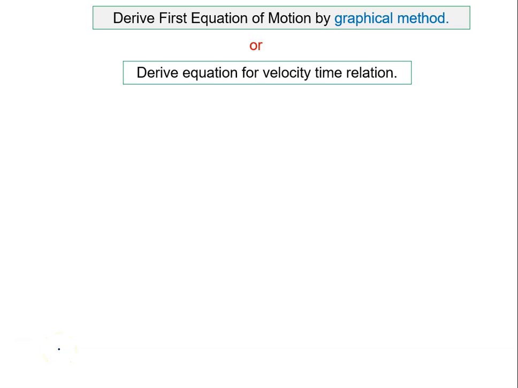Derive the first equation of motion by graphical method, or derive the equation for the velocity-time relation. We have to find the relation between velocity and time. So first of all, we plot the graph between velocity and time, and let the graph be like this. This is the velocity axis and this is the time axis, and the graph is like this.